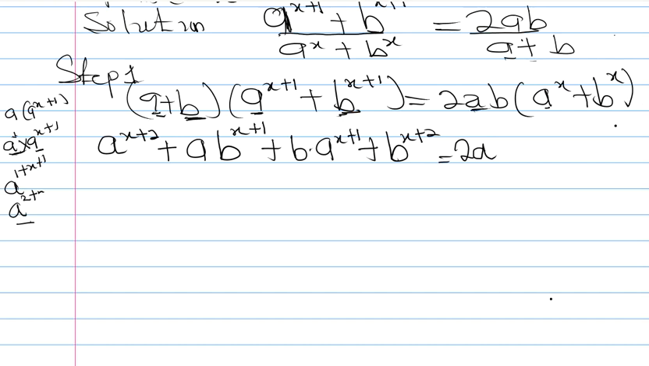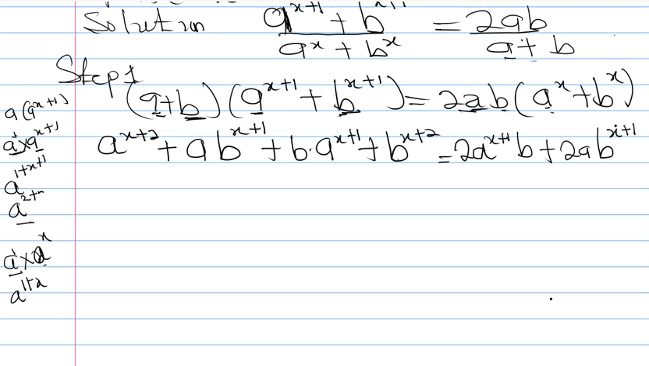We can also apply the law of indices. Let me simplify this one. a times a^x here, it is the same base, right? Write a^(1+x), so this one will give us a^(x+1) b, plus 2a times b times b^x, which gives b^(x+1). We are done with that.